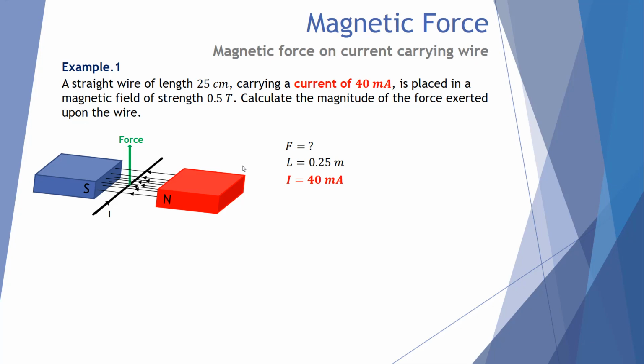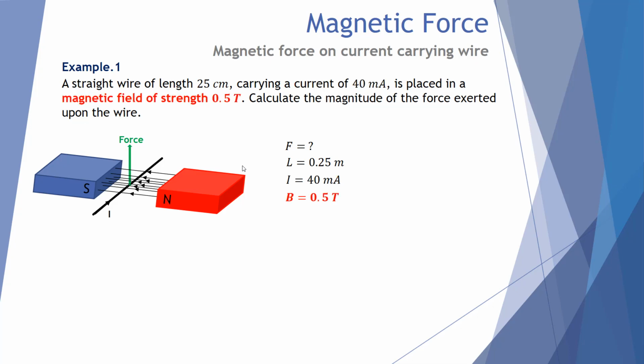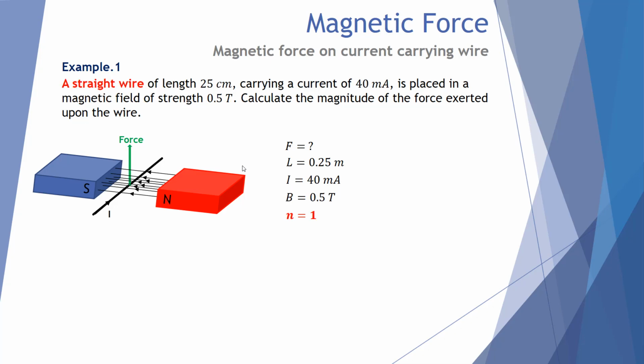I, the current, is 40 milliamps. B, the magnetic field strength, is 0.5 of a Tesla. And because we've got a single straight wire, N equals 1, there's only one length of wire. Our equation is F equals NBIL.